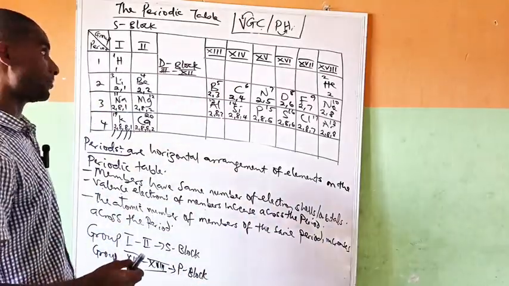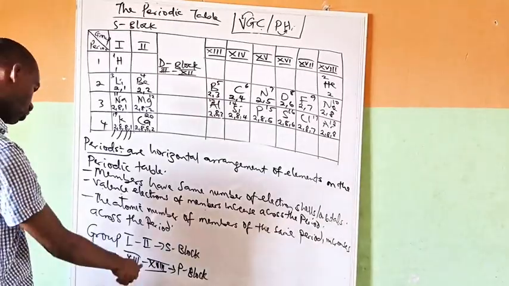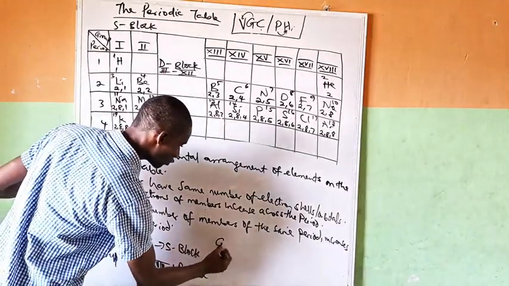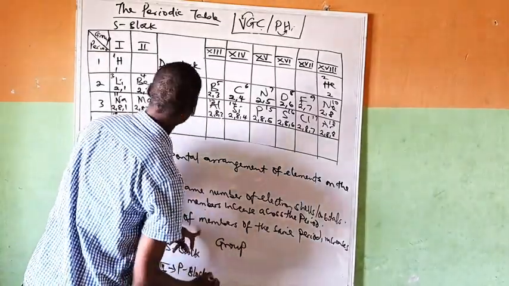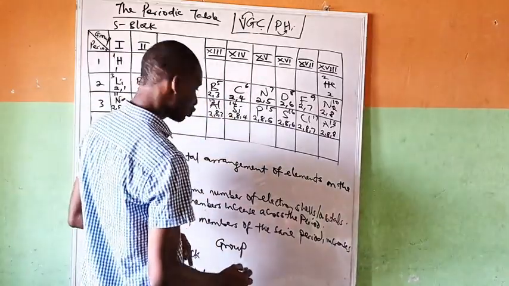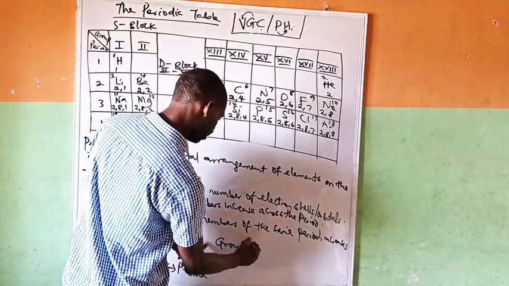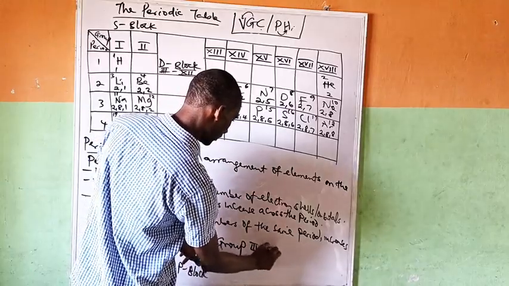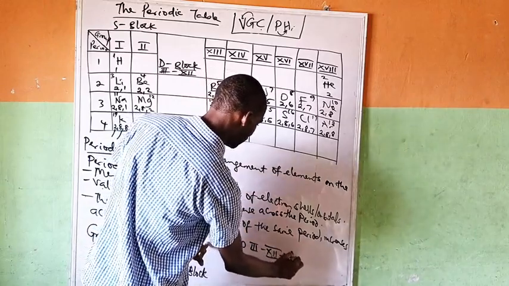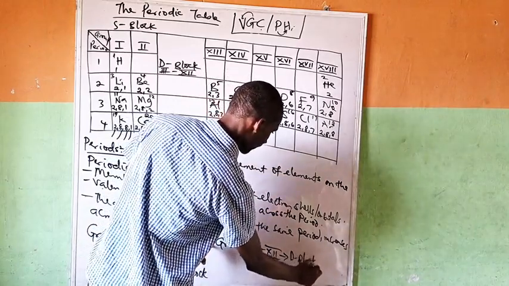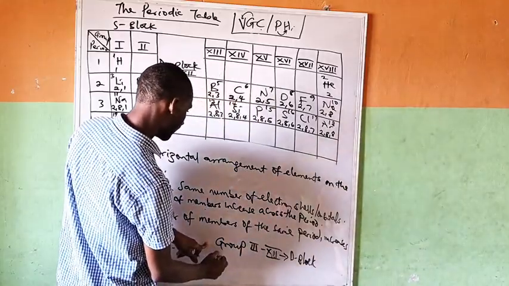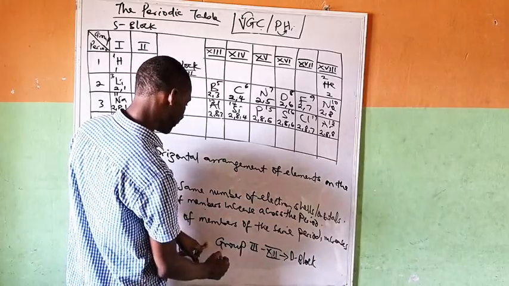Now, it was an error earlier. So group 13 to 18, they are the P block. Then the group 3 to 12, group 3 to 10, 11, 12, they are the D block, which are also called the transition metals, the D block.